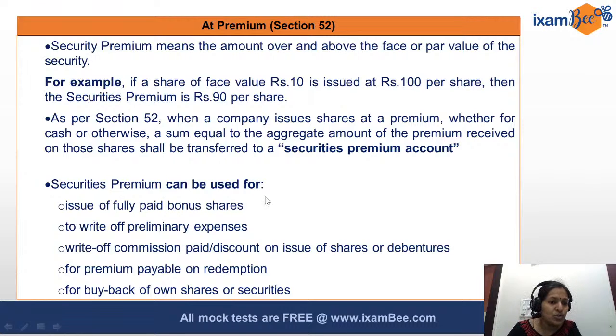And what can it be used for? It can be used to issue fully paid bonus shares, to write off any preliminary expenses. Preliminary expenses are expenses the company has incurred before it started operating. Okay, so those expenses it can write off with this premium. It can write off commission or discount paid on the issue of debentures, or premium which is payable on redemption, or for buyback of shares. Okay.